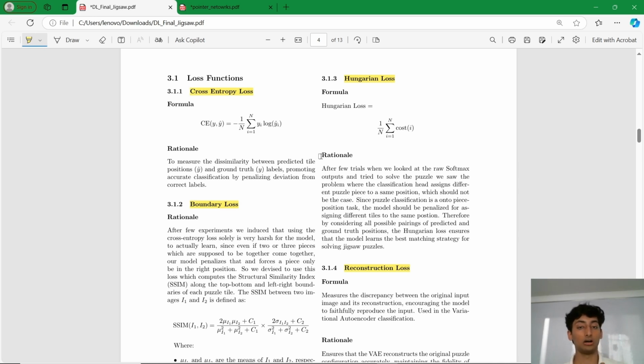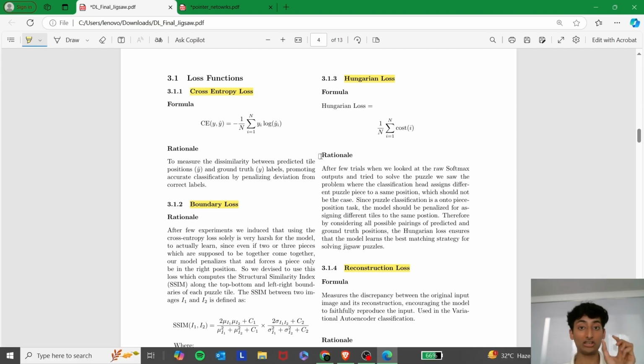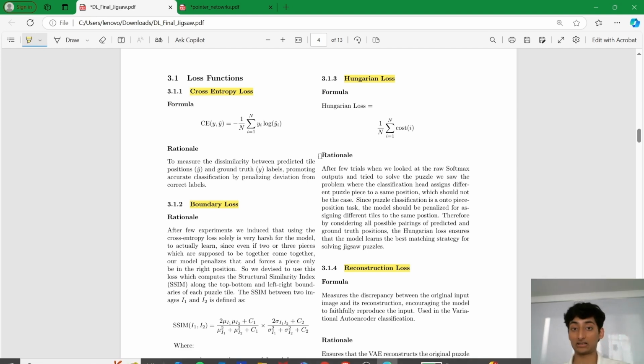So the model's calculation, or the probability that it would give 4 to be in a certain position, will be much larger than any other piece, because it's a dominant piece. So what our model was doing is it was assigning 1, 2, 3, 4 to 1, 2, 3, 4, let's say, but 5 again to 4, 6 again to 4. But jigsaw is a 1-to-1 problem. It's a 1-to-1 onto problem. So each piece can only go to one place. 2 pieces cannot go to one single place. So this is why we use the Hungarian loss.